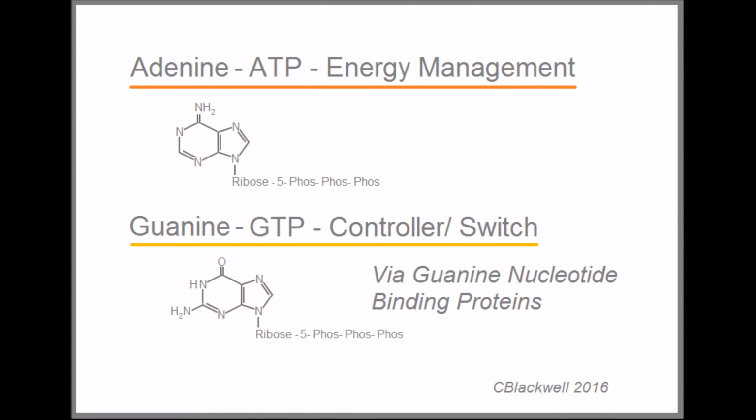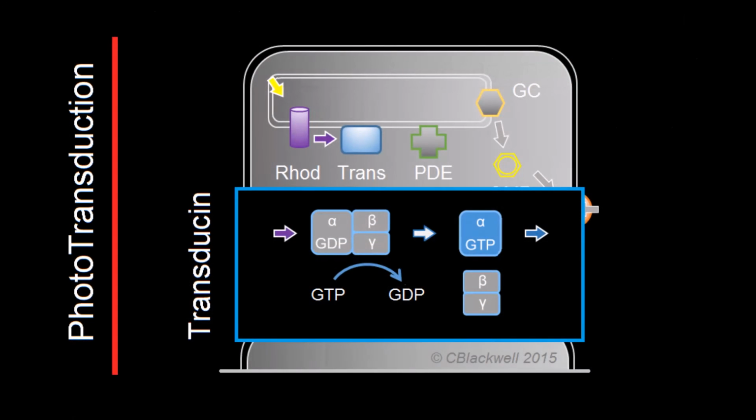We digress a moment for the big picture. The systems that use adenosine are mostly organized for energy use and storage. Systems that use guanosine are mostly controllers or switches. For one example, from phototransduction, transducin was a G protein in 3 parts. The alpha unit was activated by rhodopsin, and in turn it activated phosphodiesterase.